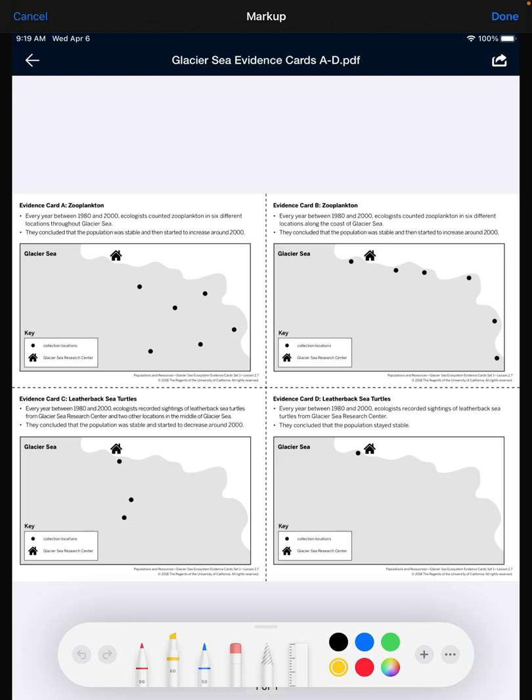First of all, evidence cards A and B are talking about the zooplankton. And evidence cards C and D are talking about the sea turtles. So if you go through and you look at the evidence cards, there's only going to be one evidence card that is the strongest. Okay, so which card, A or B, is stronger? I'm going to give you a second to look through.